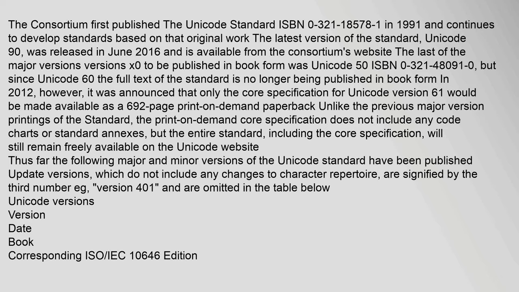In 2012, however, it was announced that only the core specification for Unicode version 6.1 would be made available as a 692-page print-on-demand paperback. Unlike the previous major version printings of the standard, the print-on-demand core specification does not include any code charts or standard annexes, but the entire standard, including the core specification, will still remain freely available on the Unicode website. Thus far, the following major and minor versions of the Unicode standard have been published.